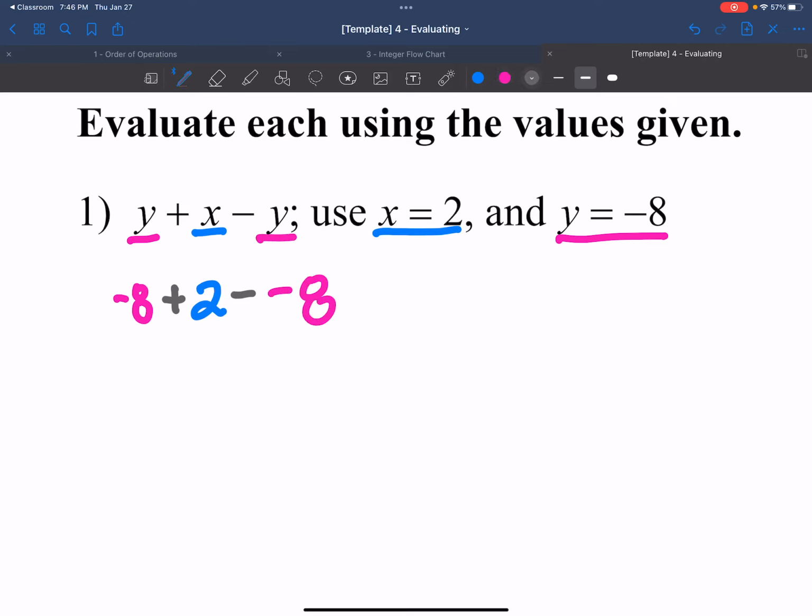Now be very careful here. I see people a lot, or young people a lot, what they'll do is instead of having this double negative that should be there because the gray negative is part of the original equation and the pink negative is part of the -8 that y equals, what I'll see young people do is they'll write -8 plus 2 minus 8 because they're like, oh, there's already a minus sign there, so I don't need to write another one. No. One's a minus sign, one's part of the -8. So you got to be careful with that. I see that a lot.